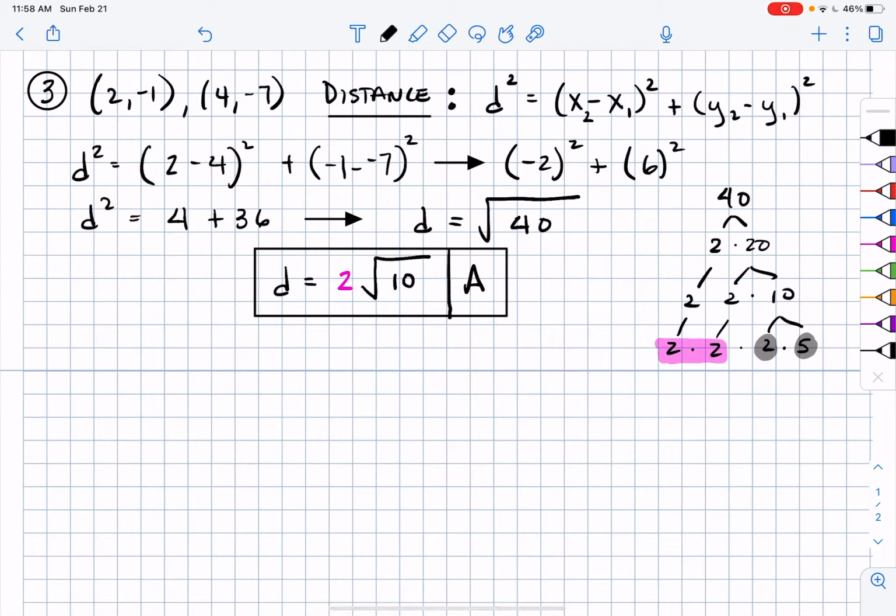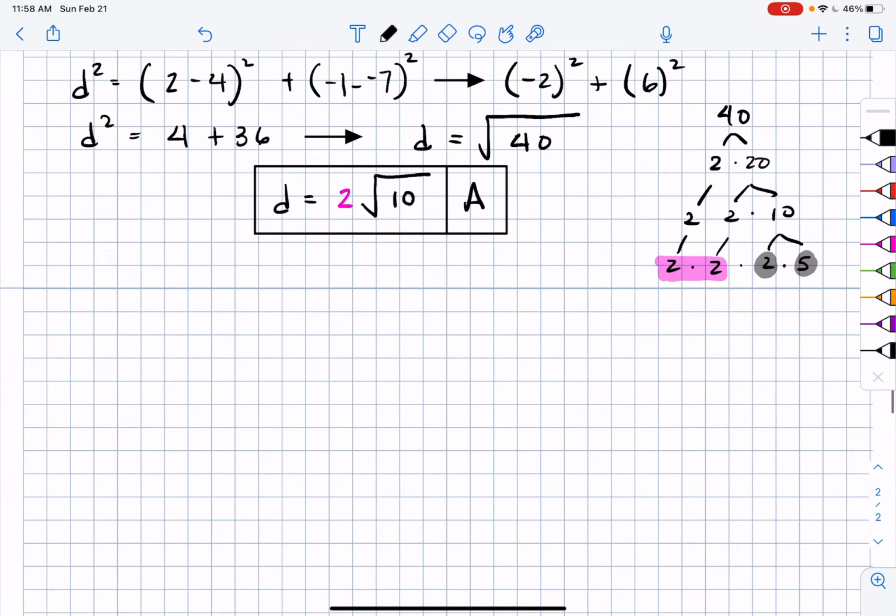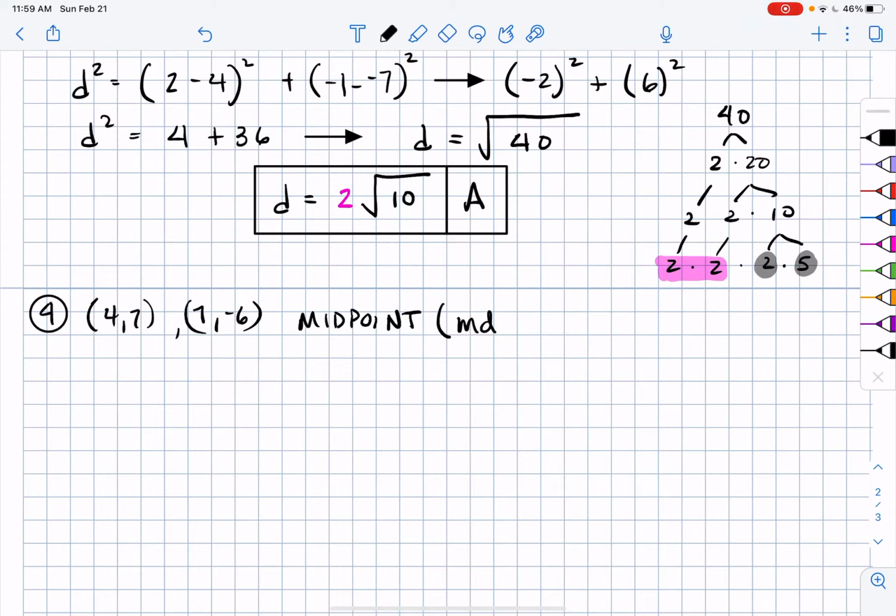There we go. All right, on to number 4. Number 4 is giving me 2 points, but it wants to find the midpoint this time. So I got (4, 7) and (7, -6), and it wants me to find the midpoint. Usually I shorten this to just MDPT, just so you guys know, as midpoint, which makes sense.